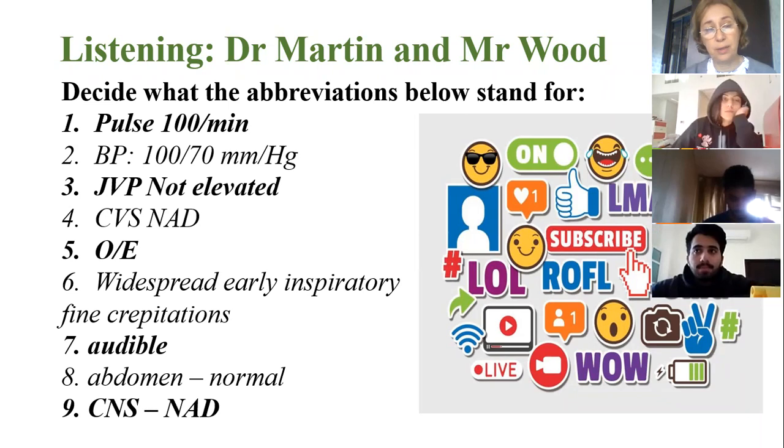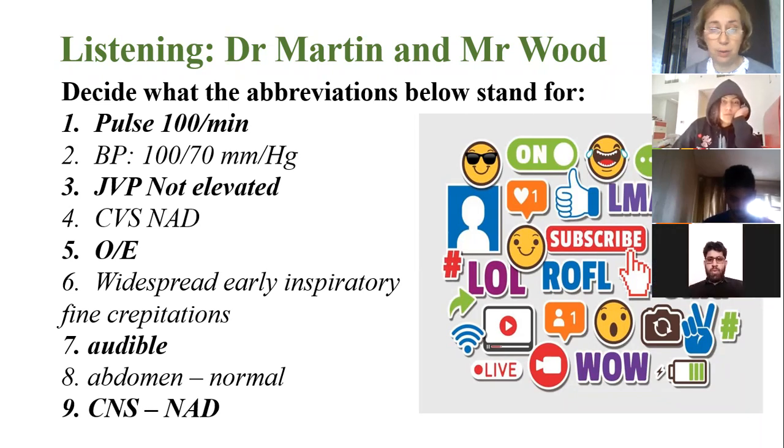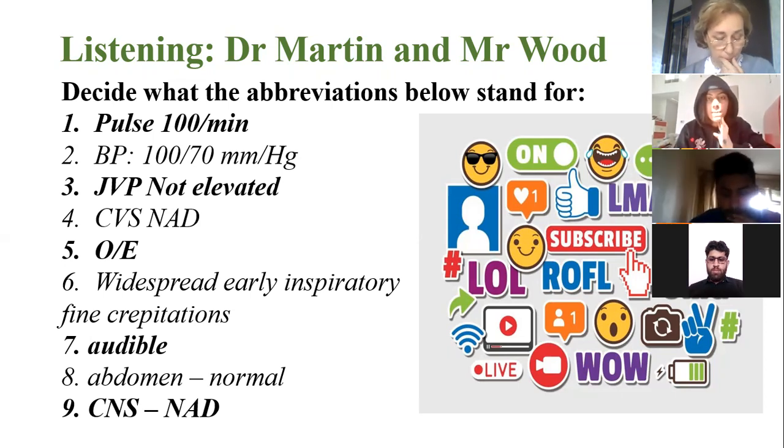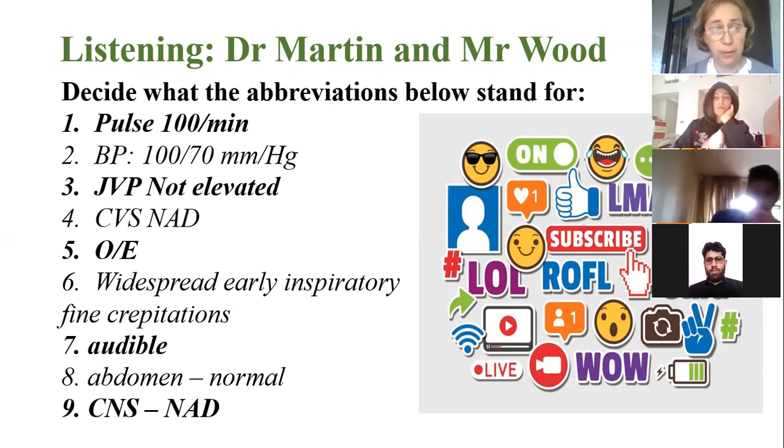So CVS, this is a kind of system. What kind of system is it? System of the body. Yes, please. It's a central venous system. Central venous. Is there such a term in medicine? Is it for the abdomen? Okay. So I mean that this is the cardiovascular system. So also possible.